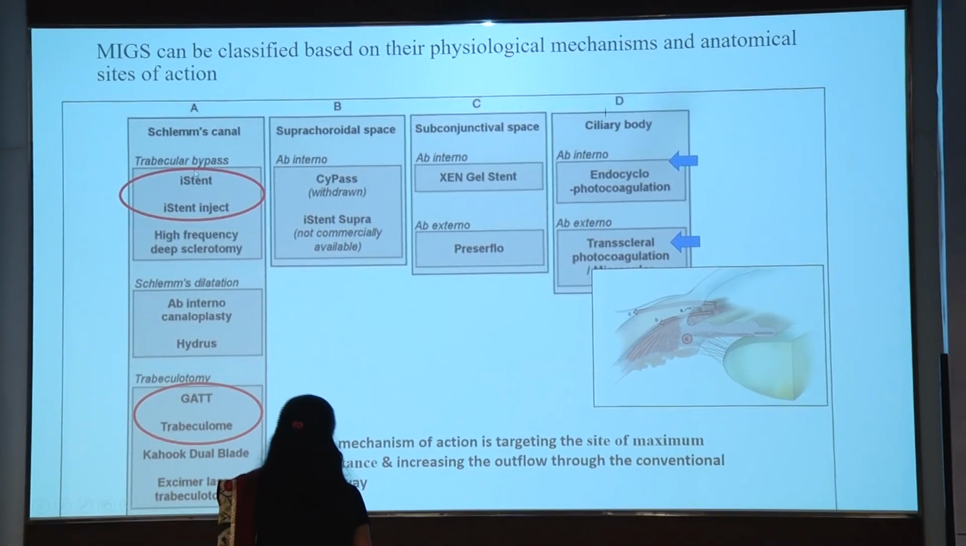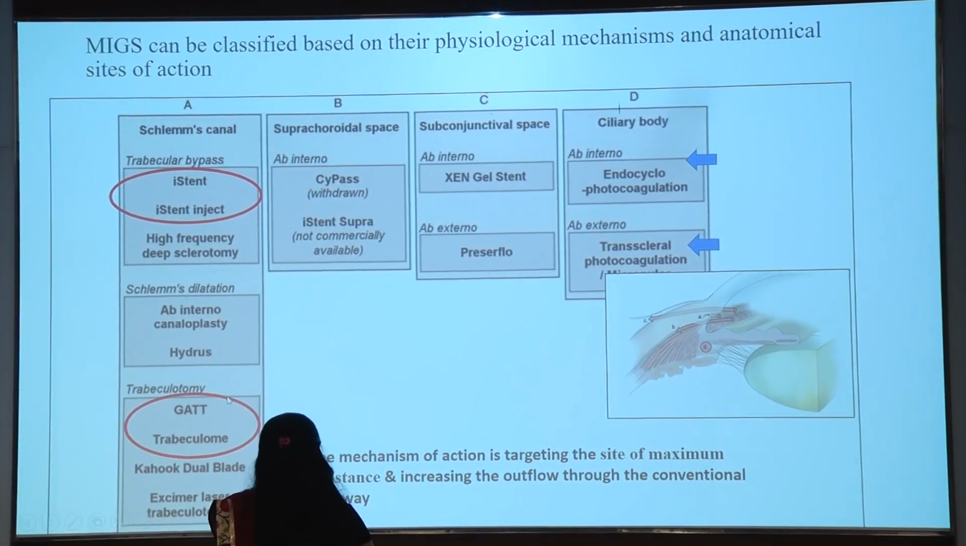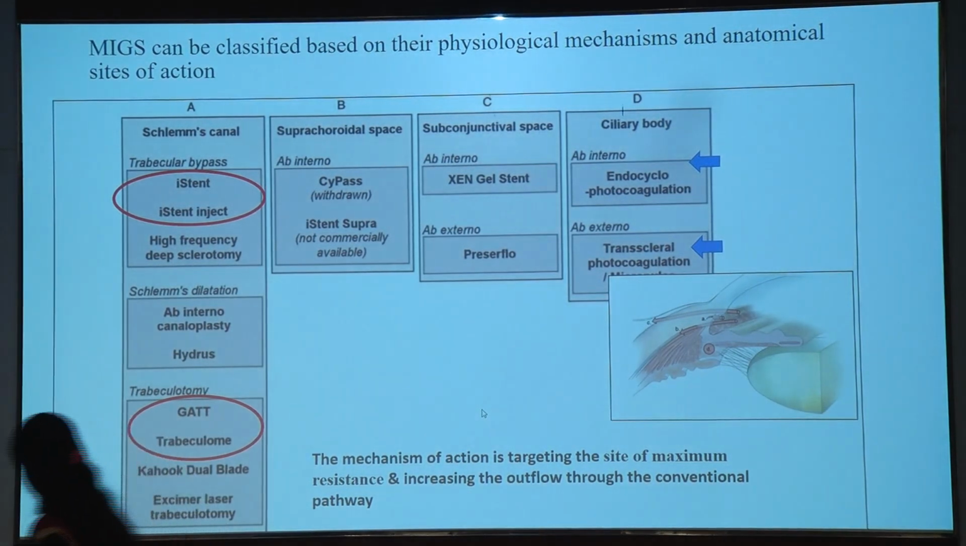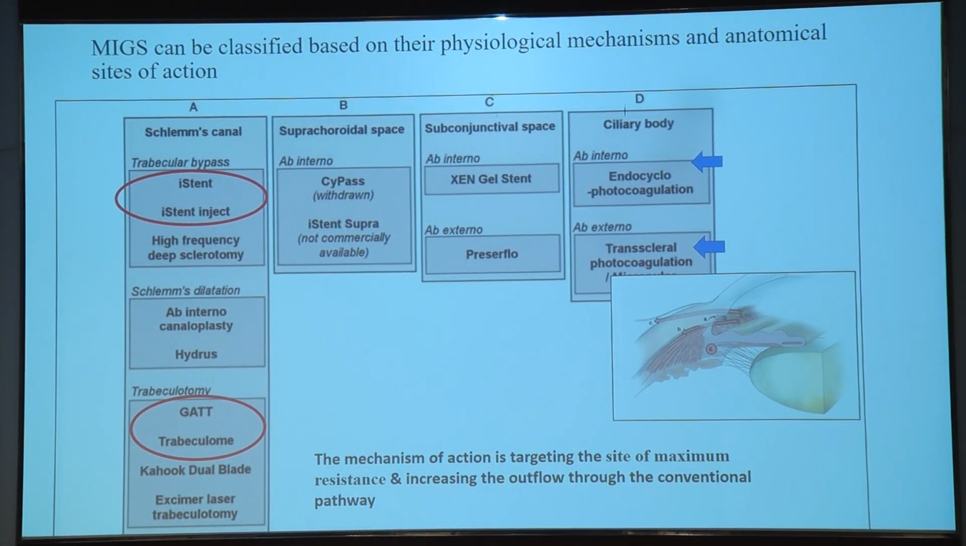So if you look at this glaucoma management spectrum, MIGS were designed to bridge the gap between medical and laser therapies and more invasive filtering surgeries in mild to moderate glaucoma, especially when the patient is undergoing cataract surgery or when the patient has developed allergy or is non-compliant to the treatment. MIGS can be classified based on their physiological mechanisms and anatomical site of action. And in India, we have been doing the Schlemm's canal and trabecular bypass procedures and various types of trabeculotomies.